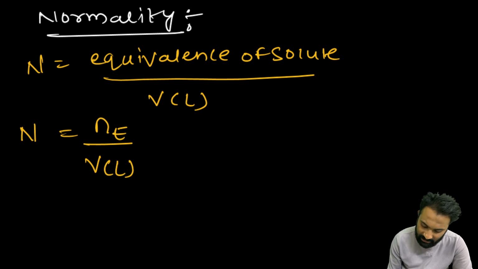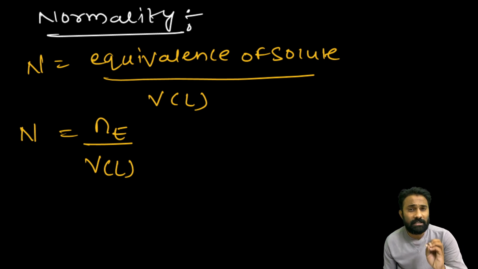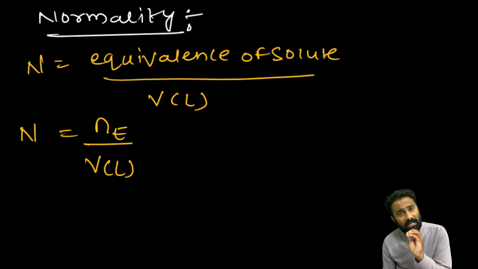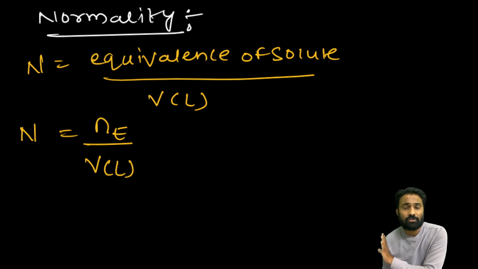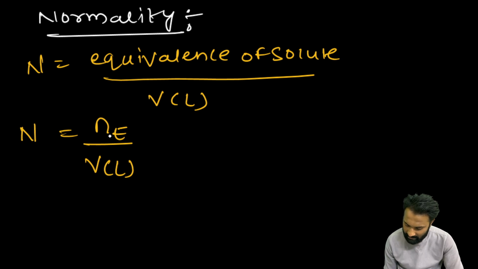Here the expanded formulas of the normality may make you somewhat confused, but I will make it clear what the expanded formulas of normality are. If you remember these formulas, it is enough for you. It will be helpful for the calculation of redox or titration questions, and in the same way it will be helpful in solving solution problems also. Clear?